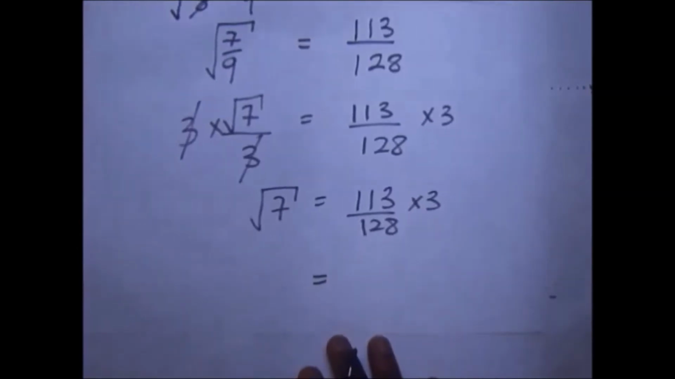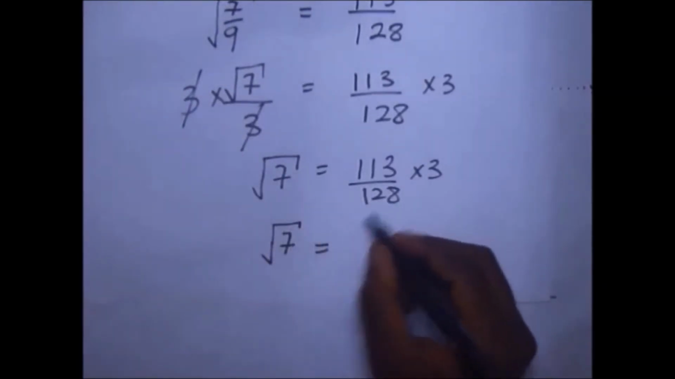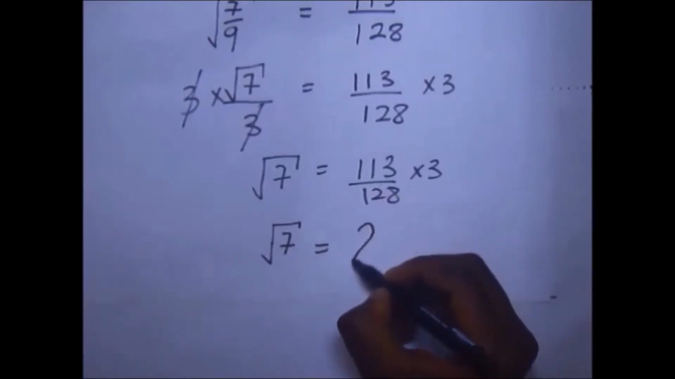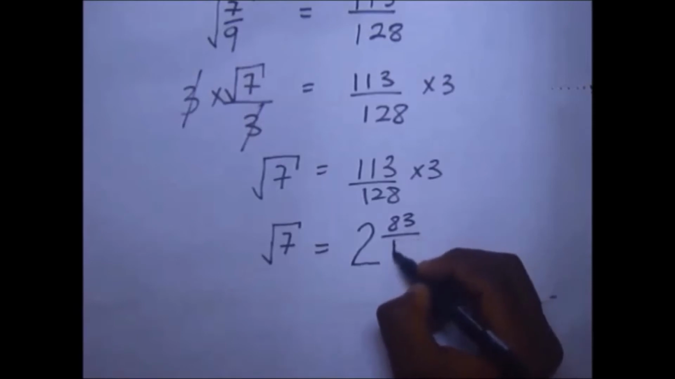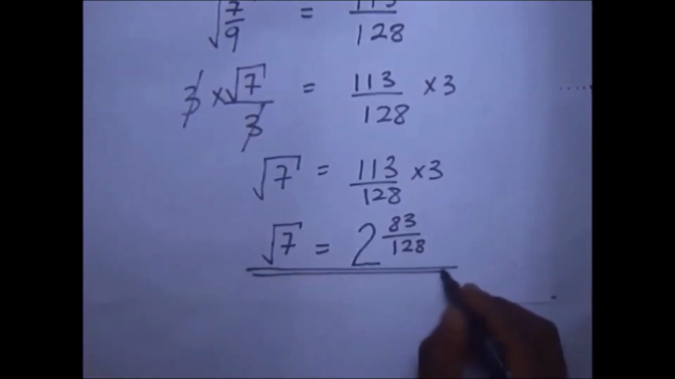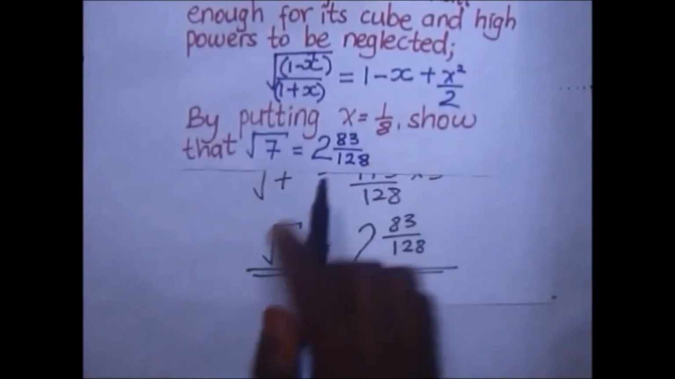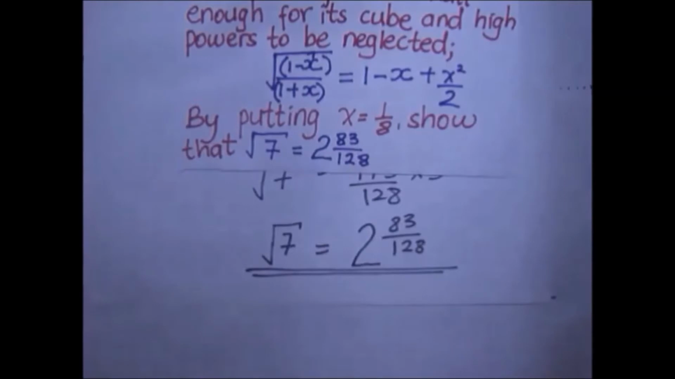And when we manipulate that, the square root of 7 is going to give us 2 whole numbers, 83 over 128, and 2 whole numbers, 23 over 128. We have just proven this. Root of 7 is equal to 2 whole numbers, 83 over 128. And that is the answer for that question.